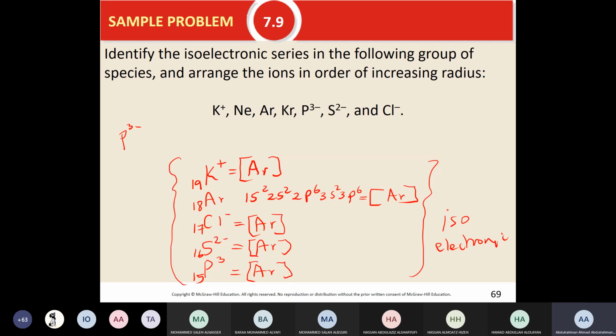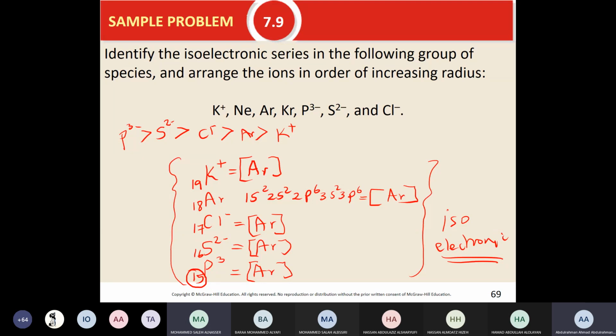What's next? Doctor, how do you know it? First, because they have the same electrons, but they have fewer protons to attract, and this becomes bigger. Okay, what is next? Sulfur. What's next? Chlorine. What's next? Argon. What's next? Potassium. Is this clear?